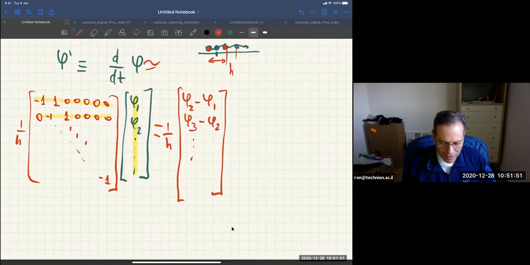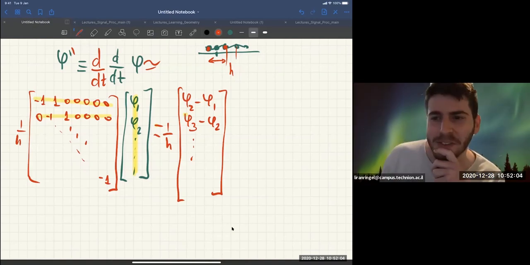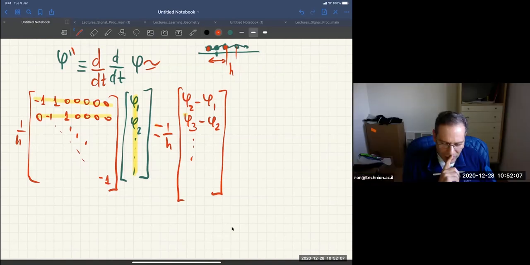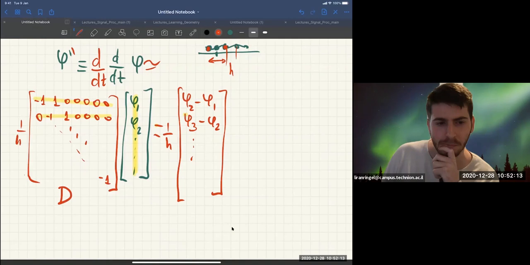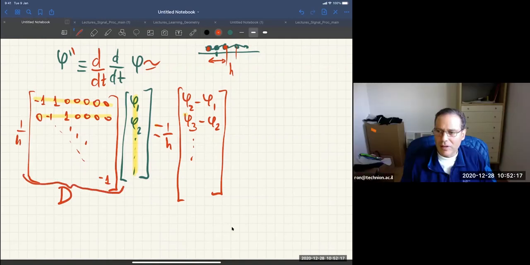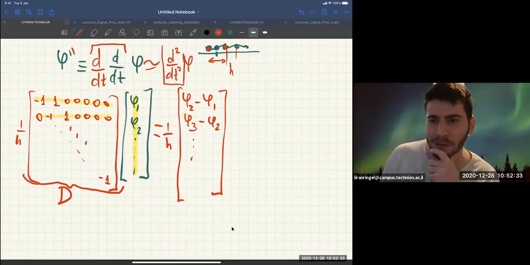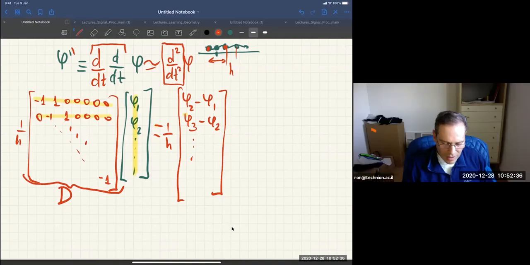The second order derivative would be nothing but applying another derivative here. You agree with me? Yes. Now, writing it as an operator is a little bit tricky, but we can do that. Let's call this operator D, the derivative operator. So how do I get the Laplacian? In calculus, we call it d squared over dt squared, operating on psi, okay? This is how we multiply by D squared. So is it D squared?